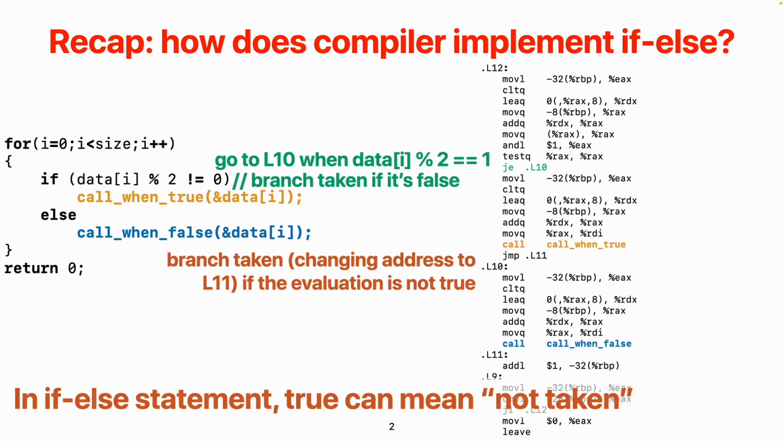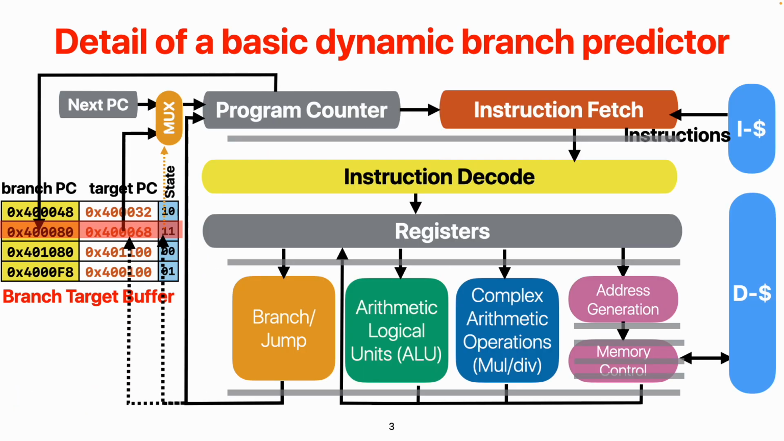So one thing I want to say: in an if-else statement, a true can mean not taken. There is no correlation between true and whether it should be taken or not taken when you compile it. It's based on a lot of metrics that the compiler uses to judge, and there are no golden rules on that. And we have introduced two types of branch predictor.